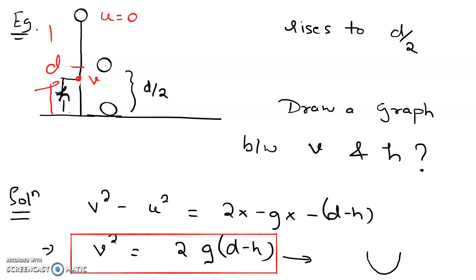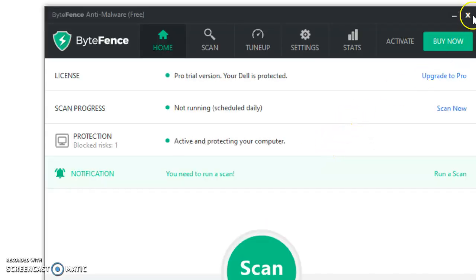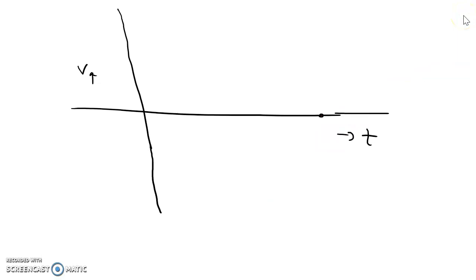Okay, now let's come to the point. I'm drawing the graph, the solution for that. V versus t. Previously, the value of h was d only. It was at the top, where velocity was 0. And then velocity was increasing, parabolically, till it becomes v.